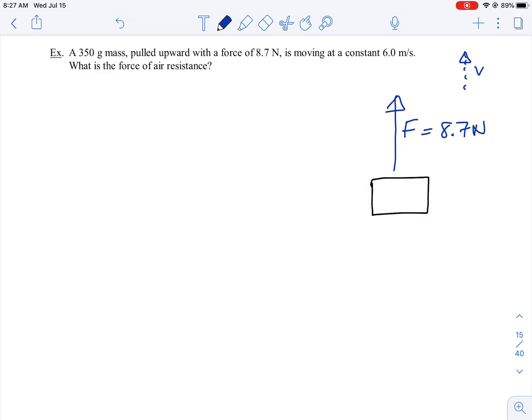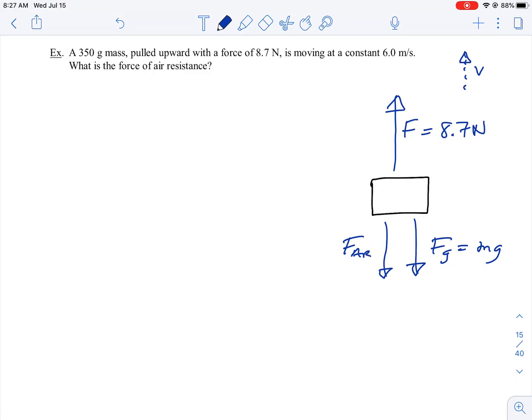It's a vertical motion question, so we must include FG. Here's our FG equal to mg is what I recommend. And then we're looking for air resistance. Now, if it's moving upward, which way would air resistance go? And it would go downward. And there's FAR. There's a complete force diagram.